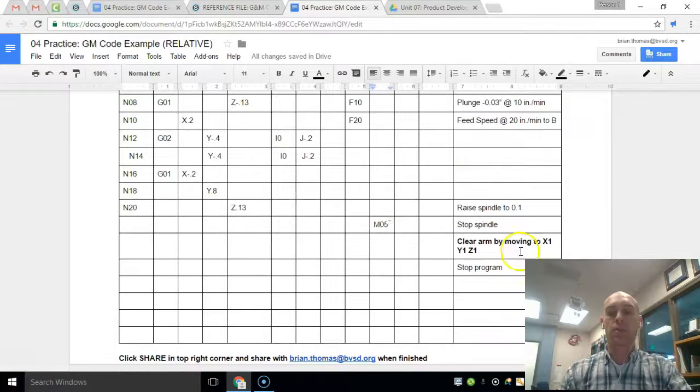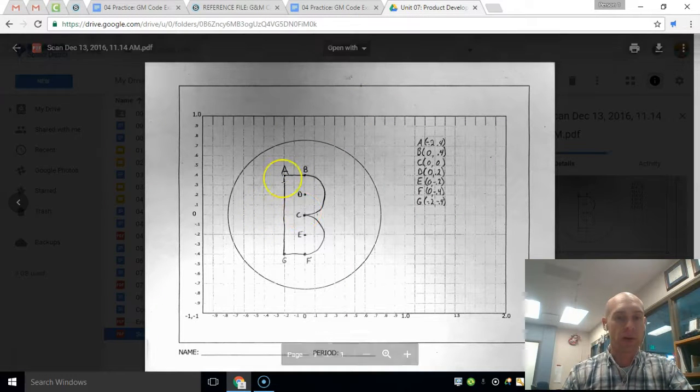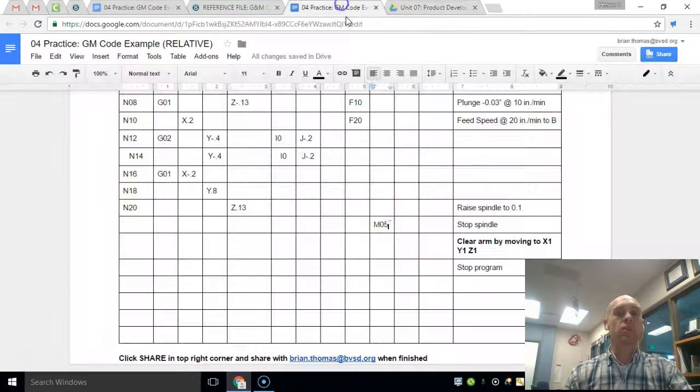This is clear arm by moving to X1, Y1, Z1. Well, my exact position right now is not quite at 0, 0. It's up here a little bit. But the goal is just to get it out of the way. So I don't need to move it to the exact coordinates, 1, 1, 1. I'd have to do a little bit of math to figure that out, and that would be fine. But for what we're trying to do here is just move it out of the way.